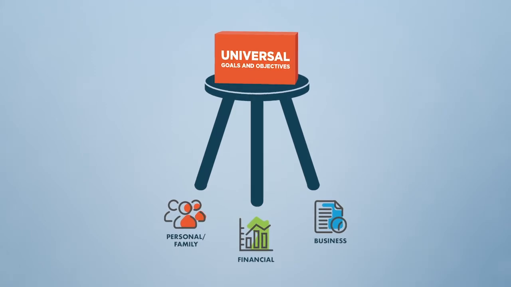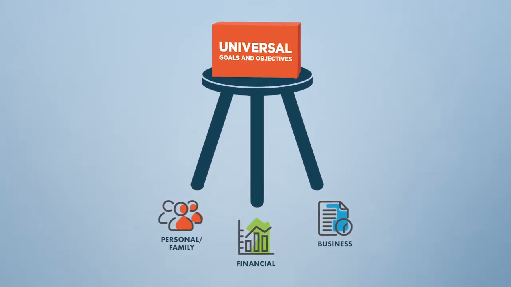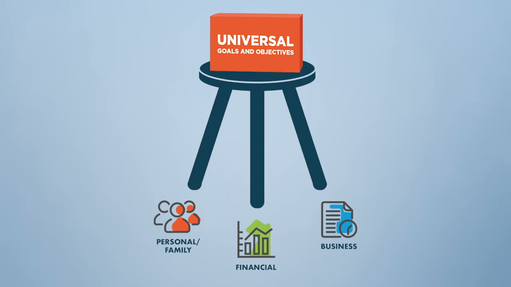I want to talk to you about another really critical aspect in the transition planning process. It's about identifying and addressing the three legs of the stool. As business owners, once we've identified what our universal goals and objectives are, meaning we know where we want to go, now it's time to look at key aspects of the business and ourselves that are going to impact the outcome of our plan.